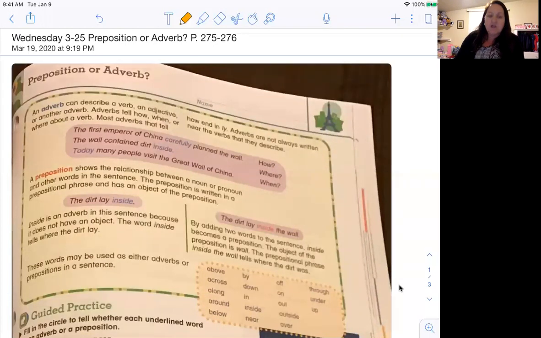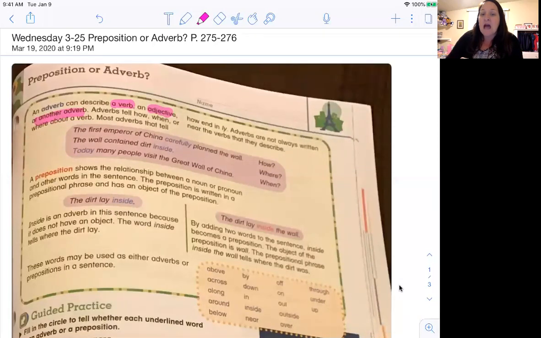We're at the top of page 275. It says an adverb can describe a verb, an adjective, or another adverb. It has 3 jobs. And who remembers what word I used for describe? Because I know it's going to be coming up when you go into 6th grade. The word is called modify. Describe or modify is the same thing.